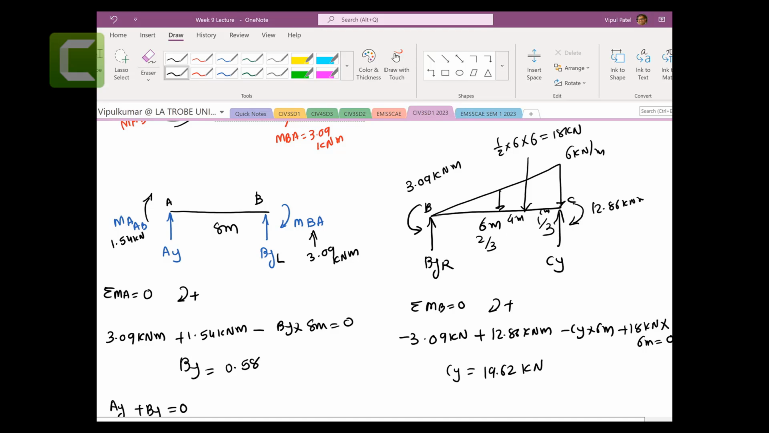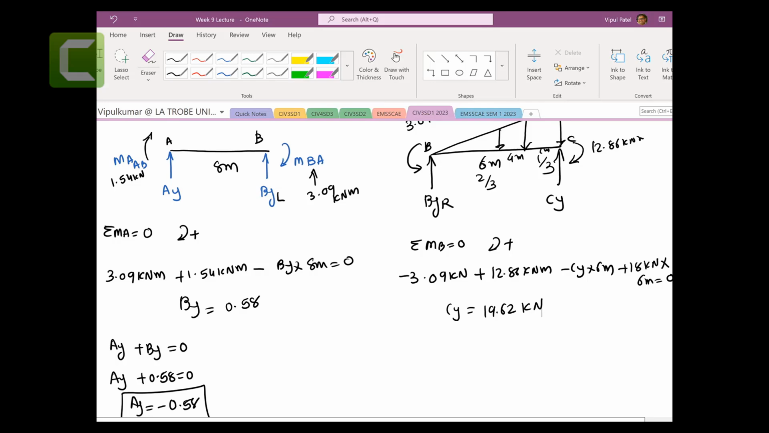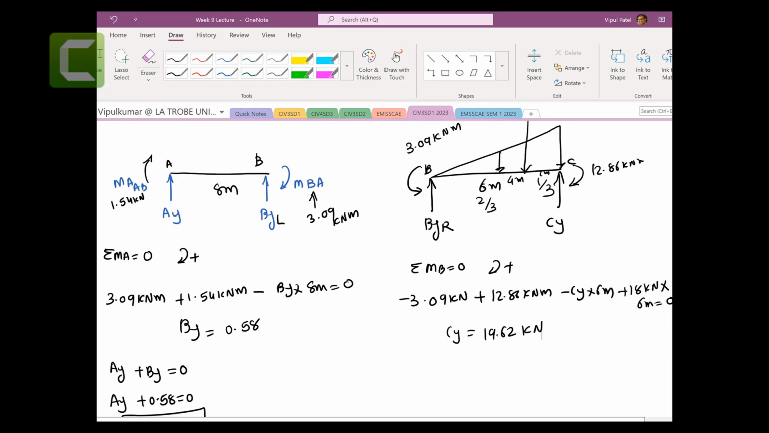So let me go to the centroid of the triangle. It's right there. I think something is not matching, but anyway, that's all good. So 3.09, plus 12.86, then plus 18 times 6, 117. That goes across, divide by 6, gives you 19.62.